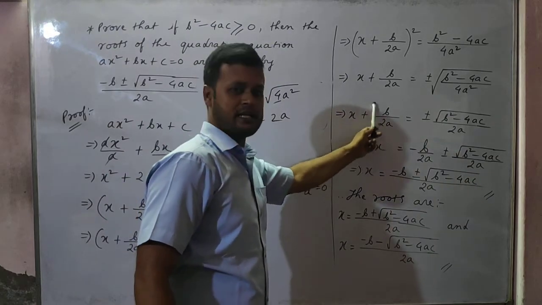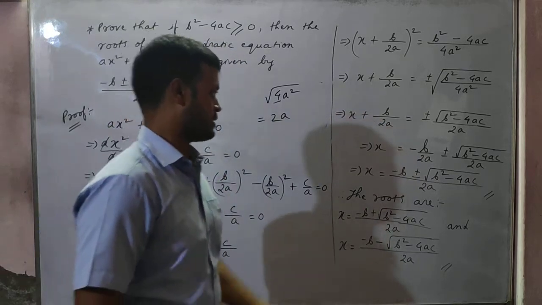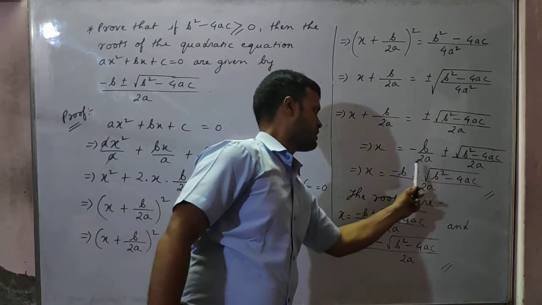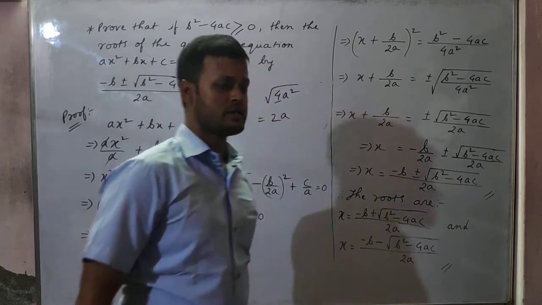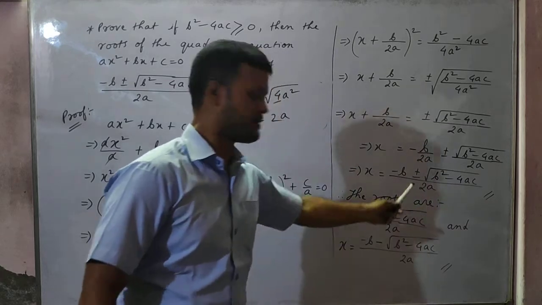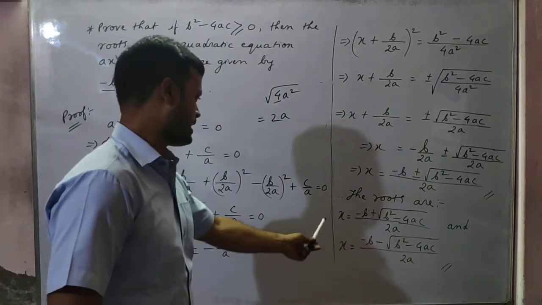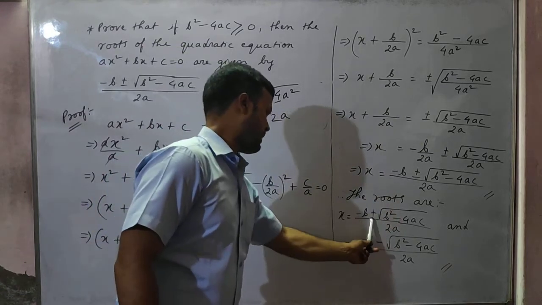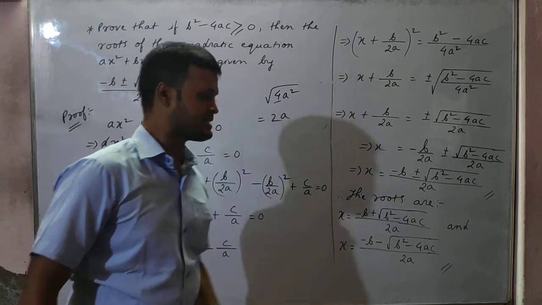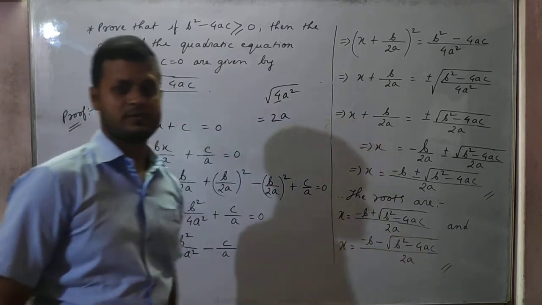Now plus b by twice a is there. If you take it to this side, it will become minus b by twice a. Take the LCM of 2a and 2a, which will be 2a. So you will write minus b plus minus root over b square minus 4ac by twice a. So the roots are: once I can write x equal to minus b plus root over b square minus 4ac by twice a, and once x is equal to minus b minus root over b square minus 4ac by twice a.